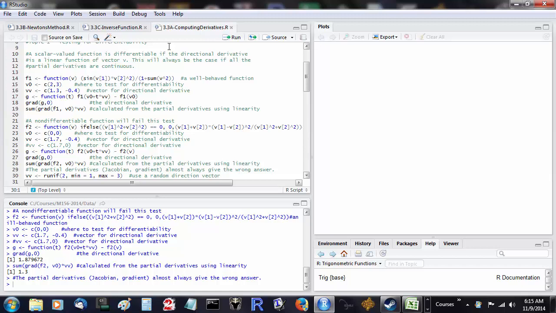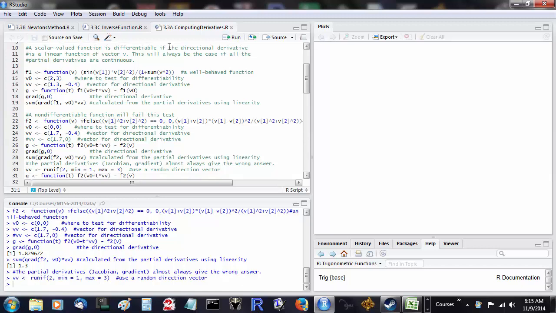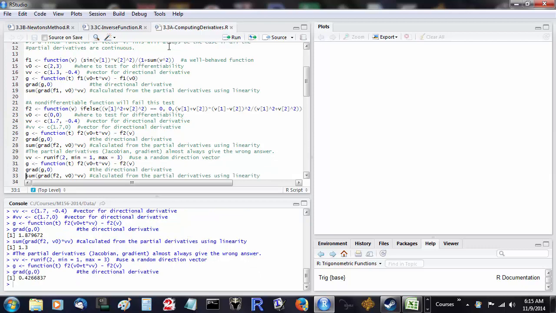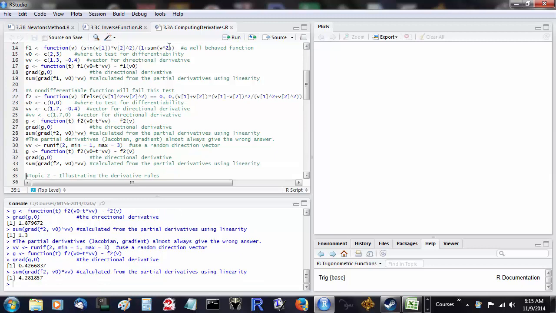So let's generate a random one, something with two components that are in between 1 and 3. Evaluate the directional derivative, get 0.42. Try to compute the same result from the partial derivatives, get something about 10 times larger.